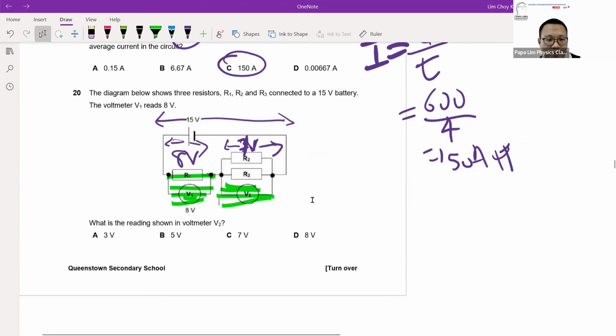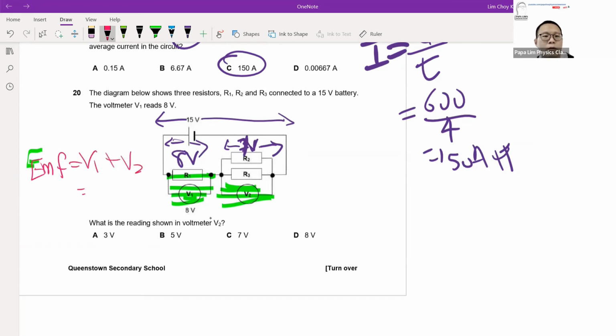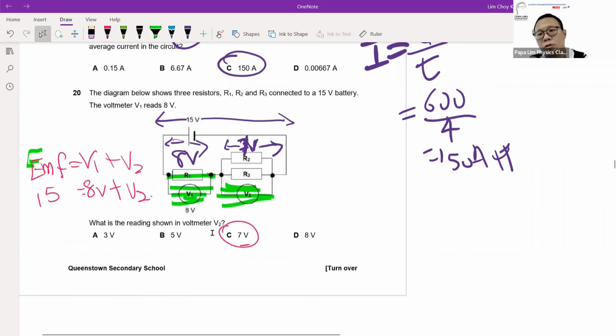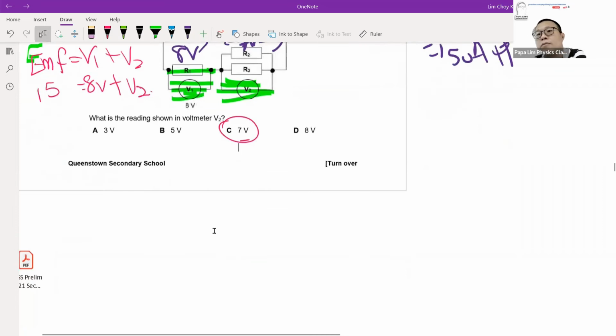So what is the reading in the voltmeter? Straight away, you know one is 8, total is 15, because the EMF here is the total voltage, which is equivalent to V1 plus V2. So 15 volts, V1 is 8 volts plus V2. So 15 minus 8 will be 7. Straight away, you know that V2 will be 7, and that will be the answer for this particular question. So with that, we come to the end of the MCQ, and we will move on to your paper 2.